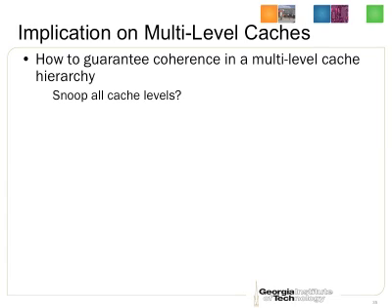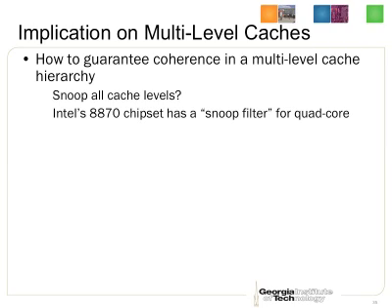One option is to snoop all cache levels, and obviously that's a lot of complexity and overhead. Intel has some innovations in their chipset 8870. It has a snoop filter for quad-core machines, which can intelligently snoop transactions at multi-level caches.